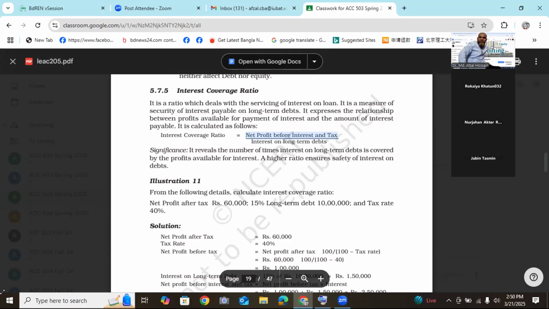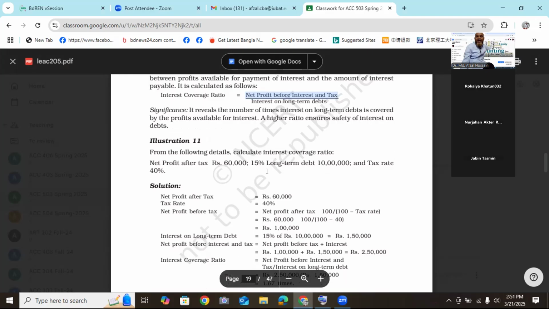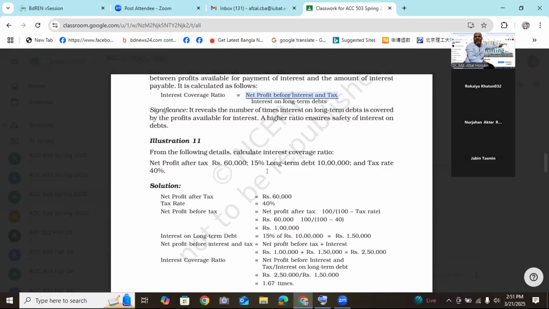Divided by interest on long-term debts. That means the interest part. So if you divide EBIT by interest, then you can calculate the interest coverage ratio. On its significance, it reveals the number of times interest on long-term debts is covered by the profit available for interest. A higher ratio ensures safety of interest on debt. The higher the ratio, the higher the safety.